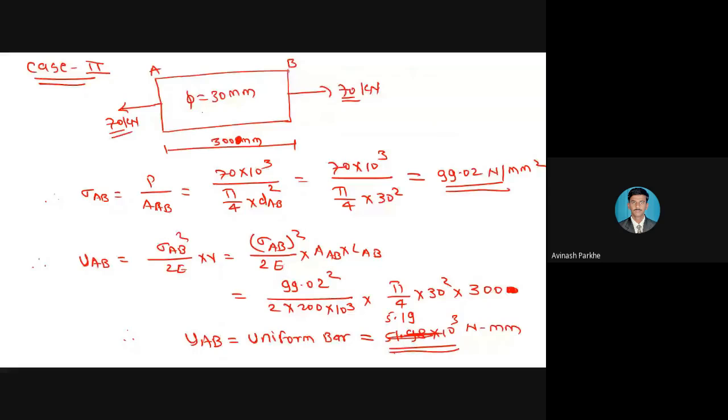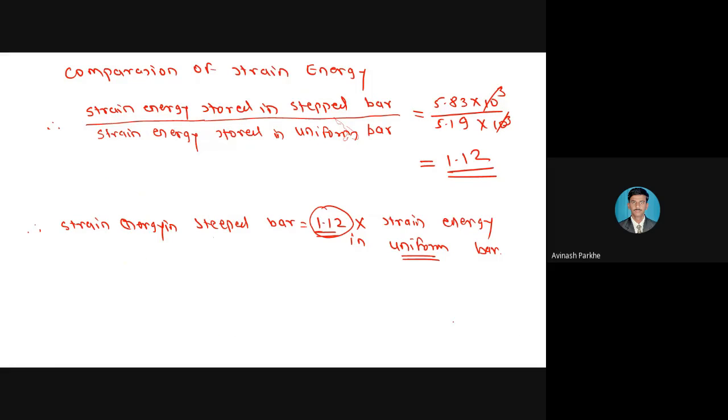Similarly, one uniform bar is considered. For this particular bar, total force is given, diameter is given. I have calculated the stress. By using that particular stress, I have calculated the strain energy 5.19 into 10 raised to 3. And at the end, I have made the comparison. So the structure of this particular numerical is same like chapter number 1.